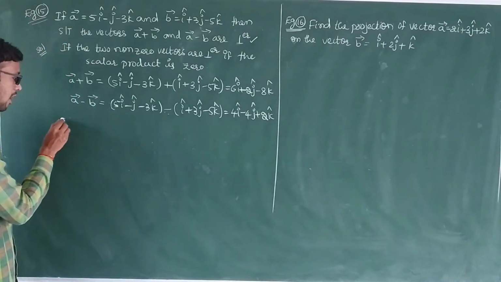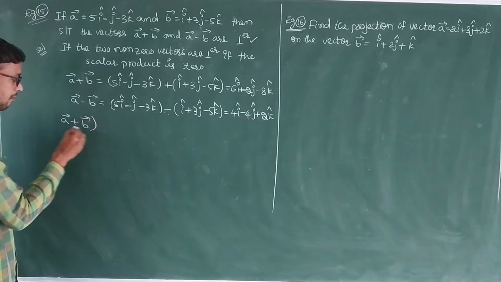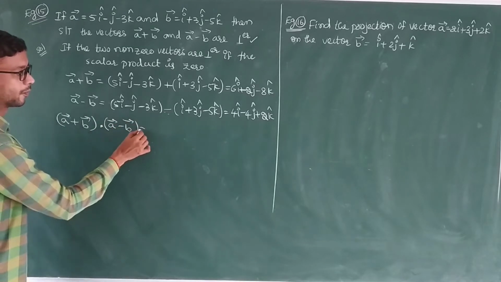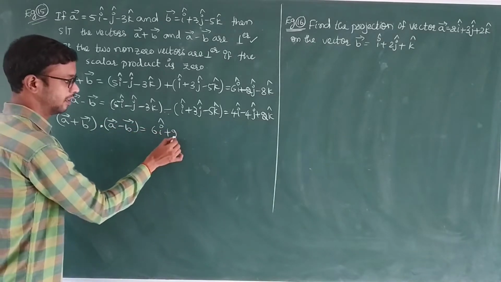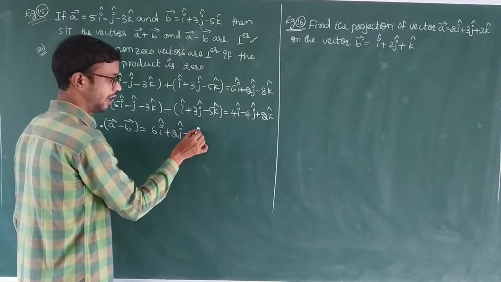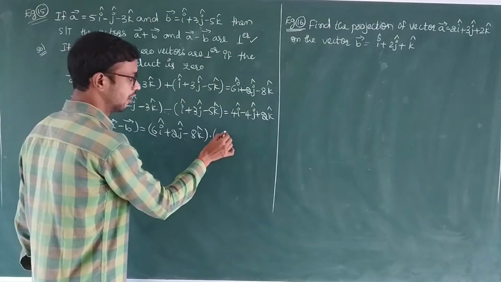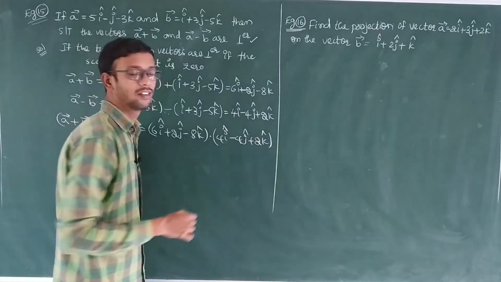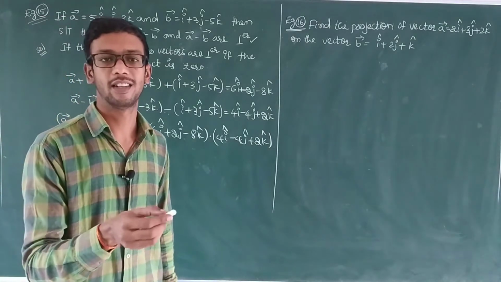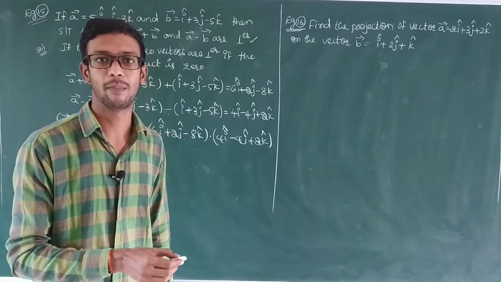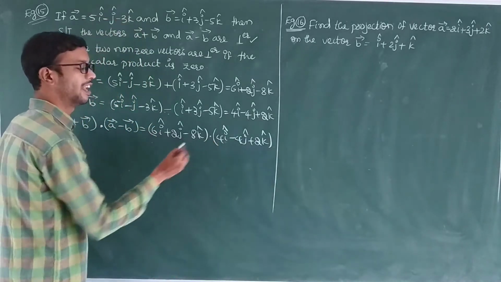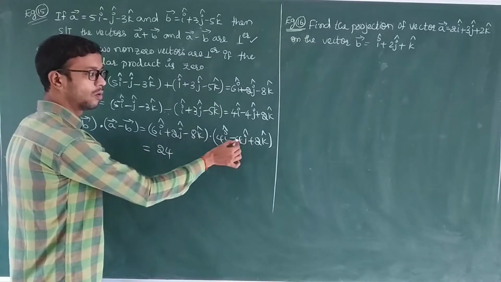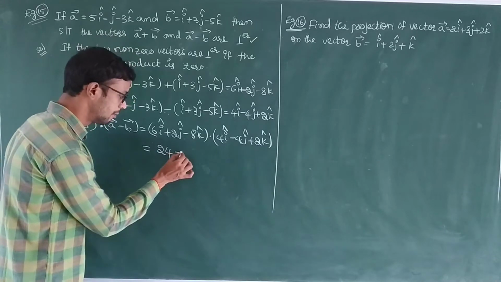So I will do the dot product here. A bar plus B bar dot A bar minus B bar: 6I cap plus 2J cap minus 8K cap dot with 4I cap minus 4J cap plus 2K cap. What is the dot product result? The dot product result is compulsorily a real number. How will we get it? Corresponding elements multiplication. 6 fours are 24. 2 into minus 4 is minus 8.